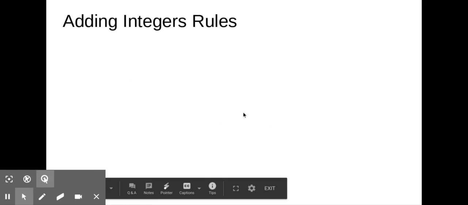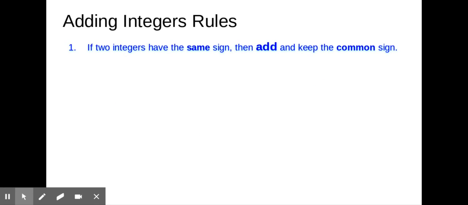So if we don't have a number line to do this, there are a set of rules that we can use. So the first rule is if 2 integers have the same sign, so if they're both positive or both negative, then I'm going to add them and keep the common sign. Common means same, or the one that's same between the two. So if both integers were positive, then my answer would be positive. And if both integers were negative, then my answer would be negative. So let's go ahead and try this out.